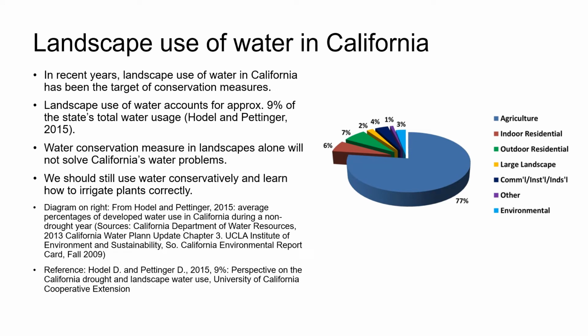In recent years, landscape use of water has been a very visible target of water conservation measures in California. But research in 2015 by Donald Hodel and Dennis Pettinger from University of California Cooperative Extension found that the landscape use of water in California accounts for just 9% of the state's total water usage, as you can see in the diagram on the right here. Given this small percentage, it's impossible for landscape irrigation conservation alone to solve California's water supply problems.